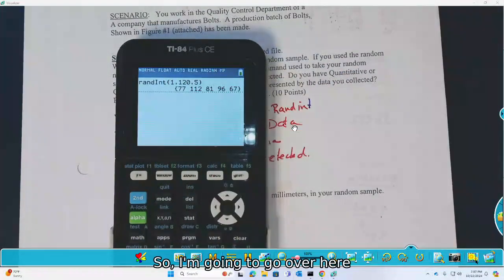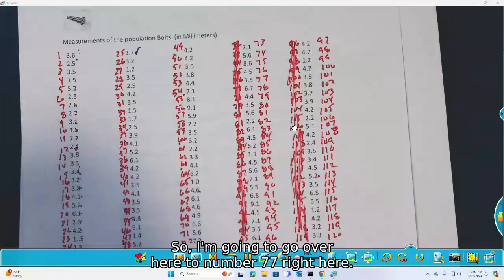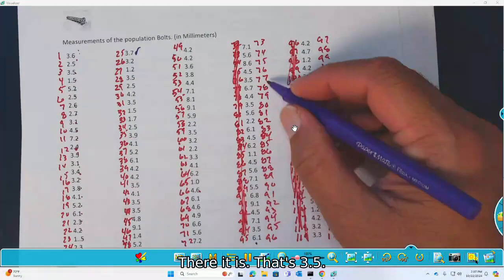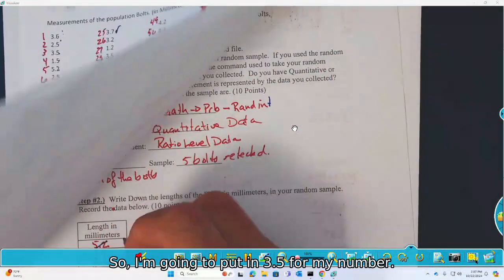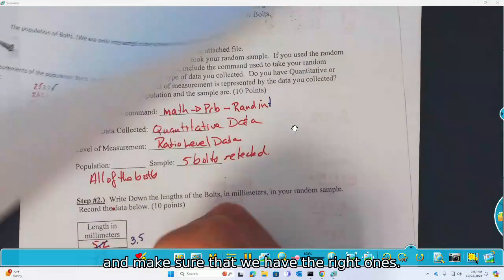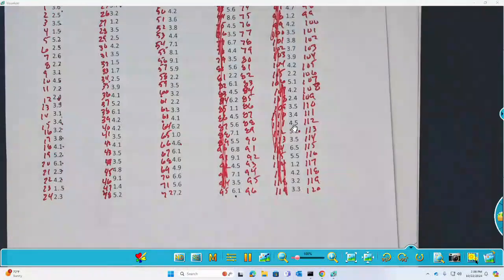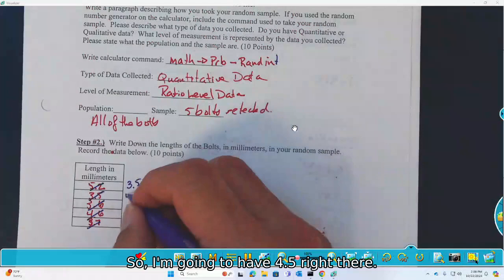So I'm going to go over here and I'm going to select my 5 numbers. So now my first one is number 77. So I'm going to go over here to number 77 right here. There it is. That's 3.5. So we're going to put in 3.5 for my number. So it's 3.5 right there. I'm going to go ahead and cancel these for right now and make sure that we have the right ones. So now I have that one. I'm going to go back to the next one. The next one is 112. So I'm going to go here to 112 and you see it's 4.5. So I'm going to have 4.5 right there.